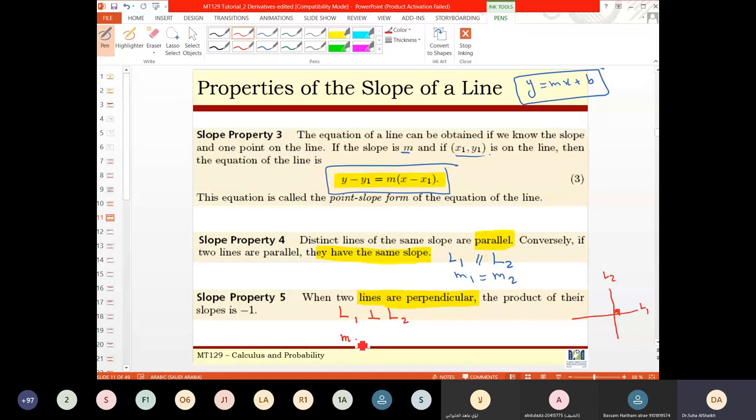If the slope of the first one is m1, then the slope of the second one is -1 over m1. M1 is the slope of the first one, then m2 is equal to -1 على m1. In other words, the multiplication of the two slopes is -1. Example: إذا كان L1 عندها slope equal to 2, فالline 2 will have a slope equal to -1 على 2. We change the sign and we switch.